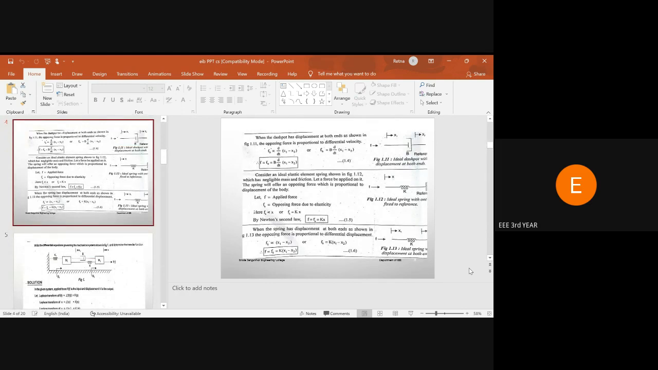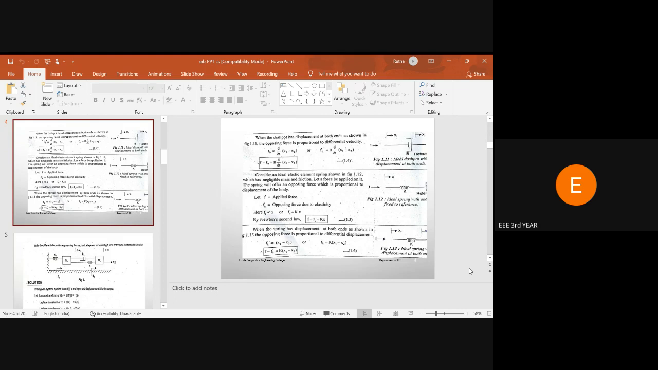For this type of dashpot, the opposing force due to dashpot is directly proportional to d by dt into x1 minus x2. Then Fb equal to b into d by dt of x1 minus x2. This is the opposing force due to dashpot when two ends are open.